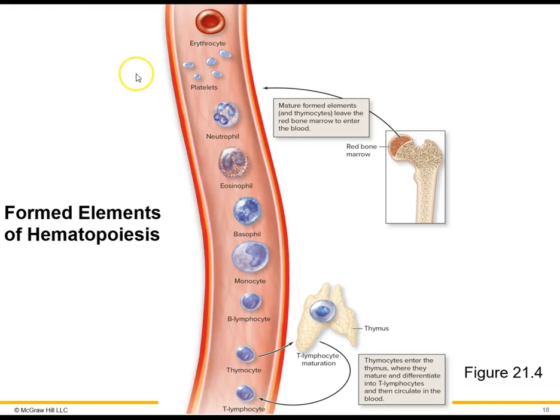Okay, so this is showing the different formed elements of hematopoiesis. So these are all the elements and cells that red bone marrow makes. And you'll see we've got red blood cells, platelets, granulocytes, monocytes, B cells, and then immature T cells, which are called thymocytes. And the thymocytes cannot mature in the red bone marrow. They have to leave and go to the thymus, where they finish maturing and eventually return to circulation as T cells or T lymphocytes.